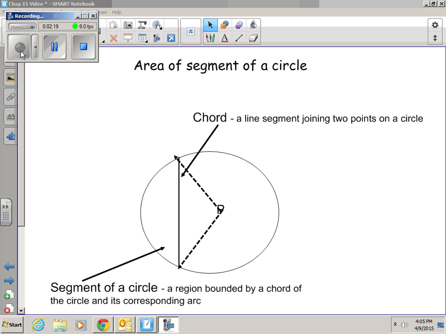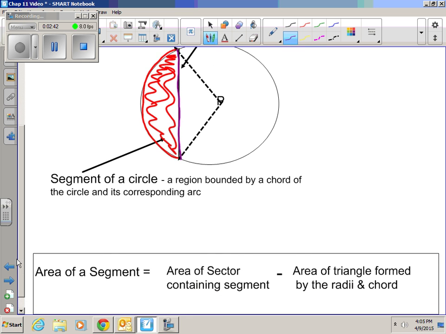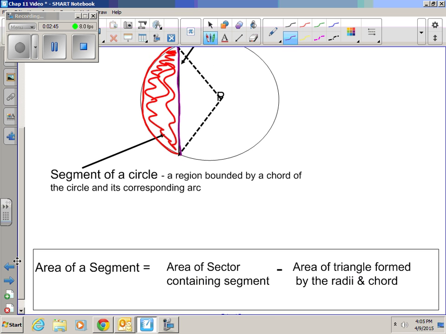Now let's talk about a segment. A segment is a part of a circle. It's actually part of a sector. It is the region of the circle that is bounded by an arc, right here, and by a chord. A chord is a line that goes from edge to edge of a circle. As you can see, the area of that segment is going to be the area of the sector, that's this whole piece right here, take away the area of our triangle right here, and what we've got left is our segment.